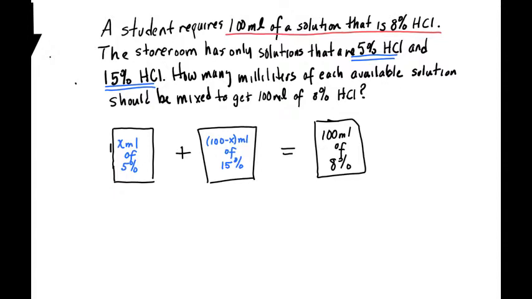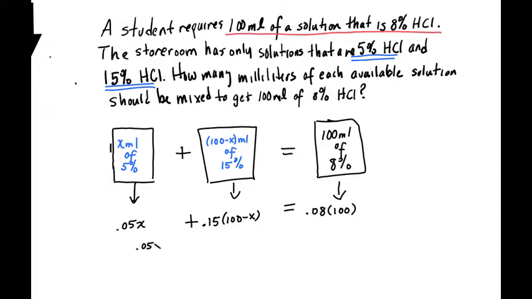So I've translated this paragraph into these containers, and now I'm going to do it one step further and translate these into an equation. Of means to multiply, if you remember. So 0.05, we change 5% to a decimal, times X. Then I have 0.15 multiplied by the quantity, 100 minus X. And then I have 0.08 multiplied by 100. And that's it. Now we just need to solve the equation.